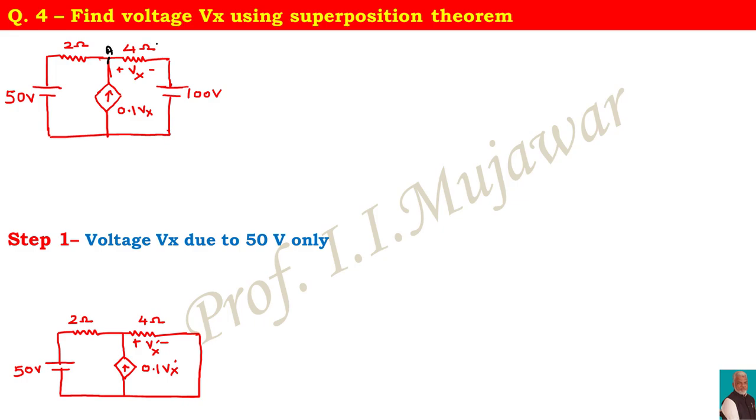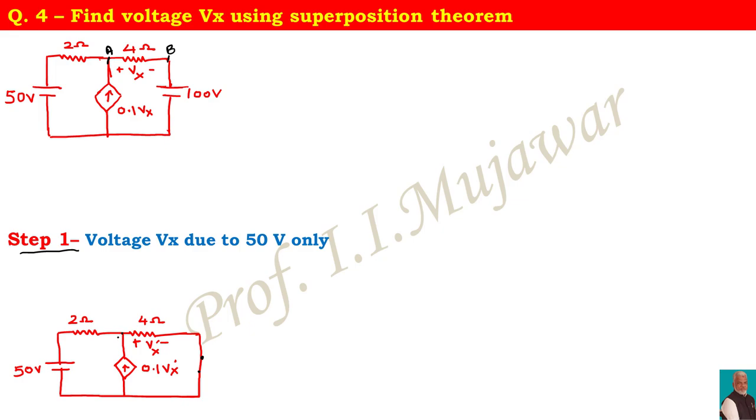So here I will mark the terminals as A and B. In step number 1, we have to find the voltage Vx due to the 50 volt source only. Meaning the 100 volt source must be removed. That means the 100 volt source is replaced by a short circuit. Let us use the node analysis method.